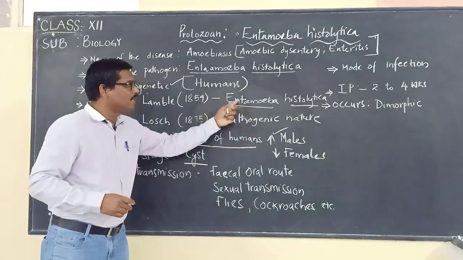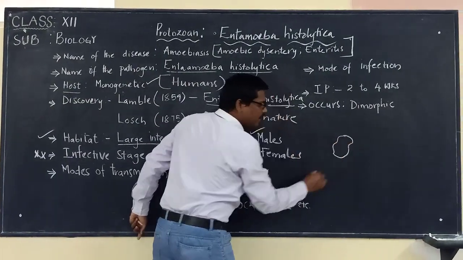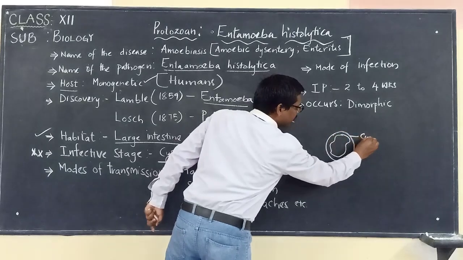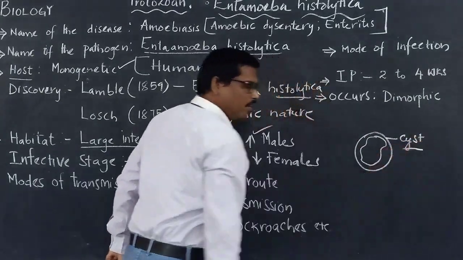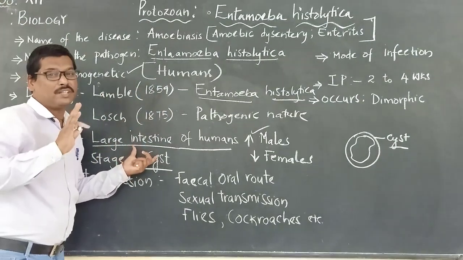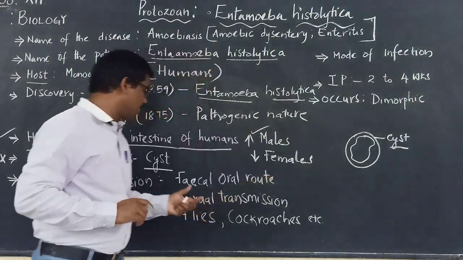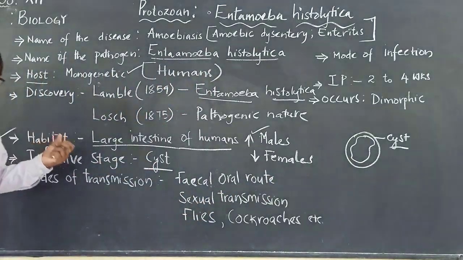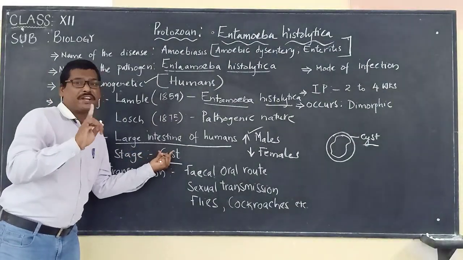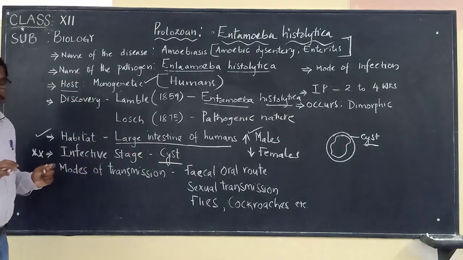This is Entamoeba histolytica. It is enclosed by the cyst, to protect itself from various harmful hazards. So this infective stage we are calling the cyst. Entamoeba histolytica's infective stage is the cyst. Please remember, this is very important. Cyst is the infective stage.